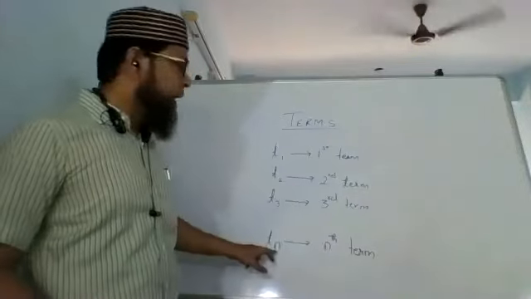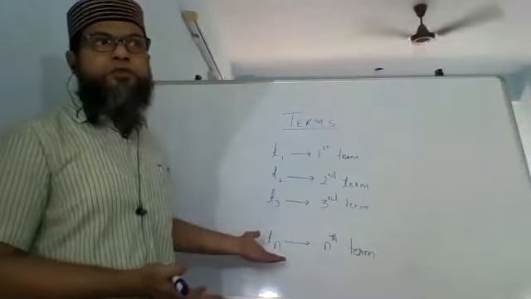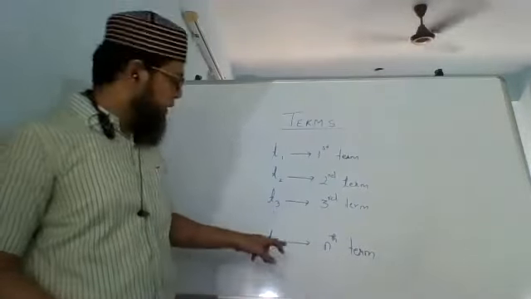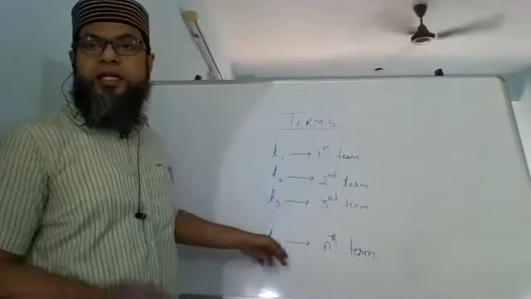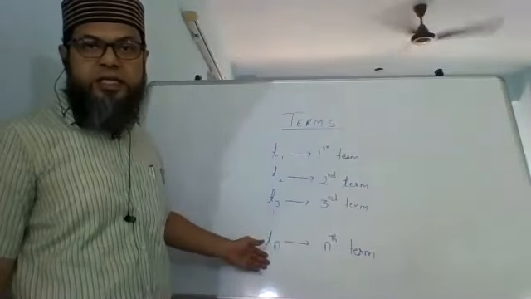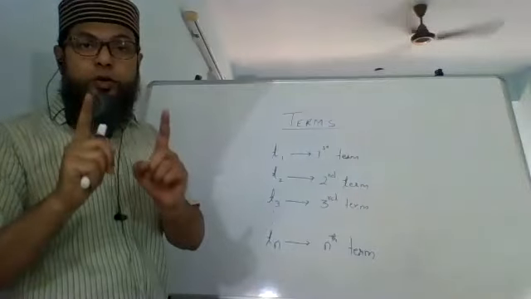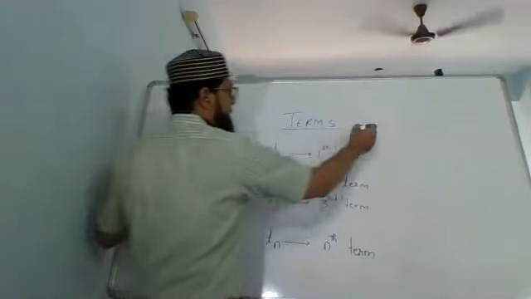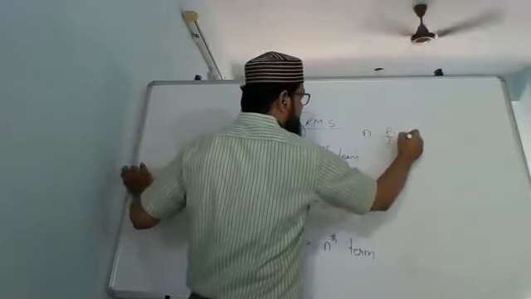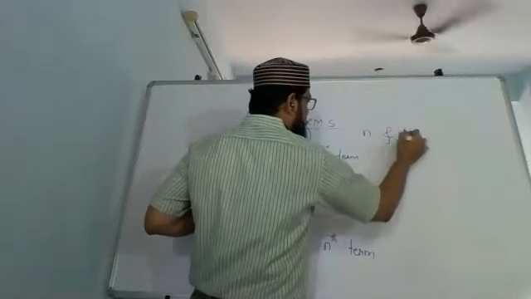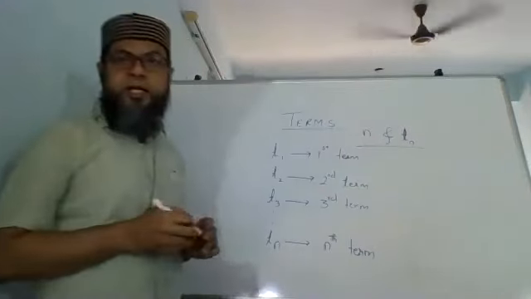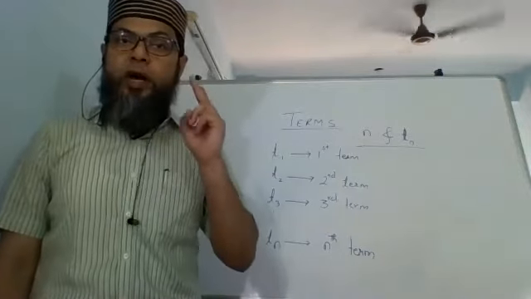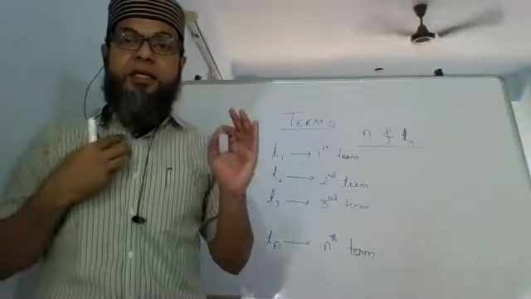So what is n? N is whatever that term number is. For the 50th term, n will be 50. For the 75th term, n will be 75. For the 36th term, n will be 36. Now this is going to be the challenging part. N and Tn are two different things. Please understand, again I'm repeating, n and Tn are two different and distinct things.